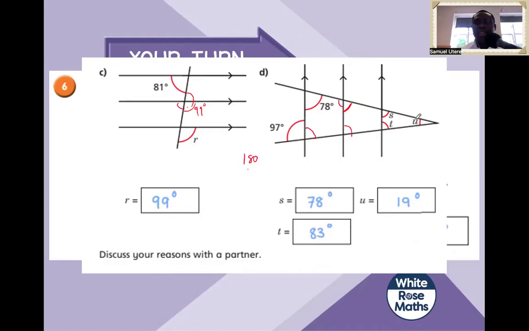Now, this is a triangle. So to get that one, we can now add 78 to 83 and then subtract it from 180 degrees to get U equal to 19 degrees. But there are other ways that we could have used to solve the problem, but I don't want this video to be too long, so let's stick to that.